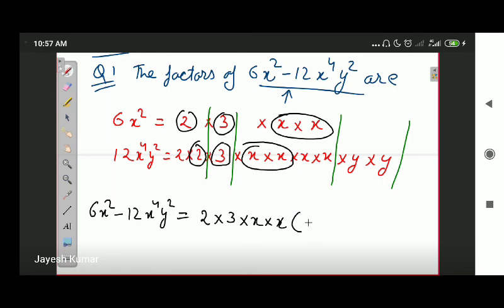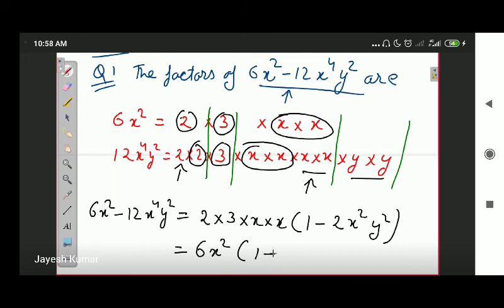Inside the bracket, out of 6x square, all of the factors are taken outside, so we will write down 1 only. And out of 12x to the power 4 y square, we have minus 2 from here, x square, and here y square. So this will be 6x square into the bracket 1 minus 2x square y square. So this is how you do the factorization in this exercise.